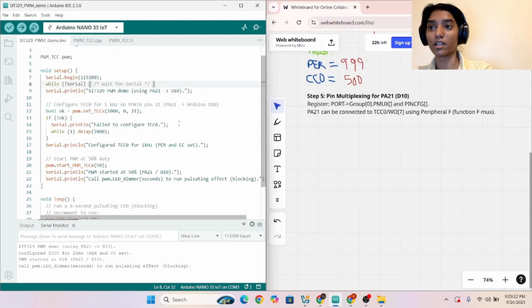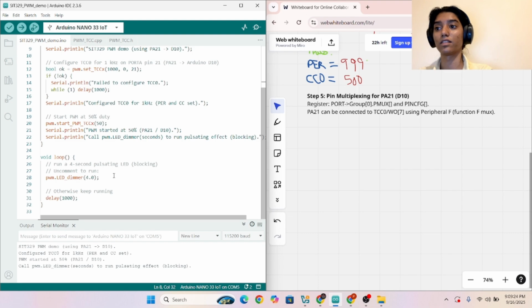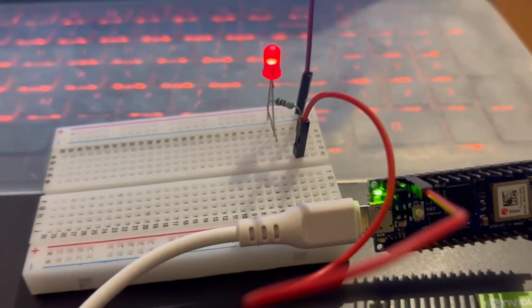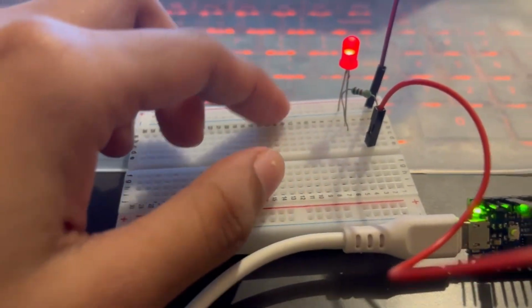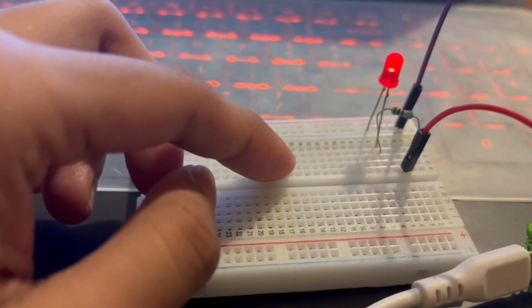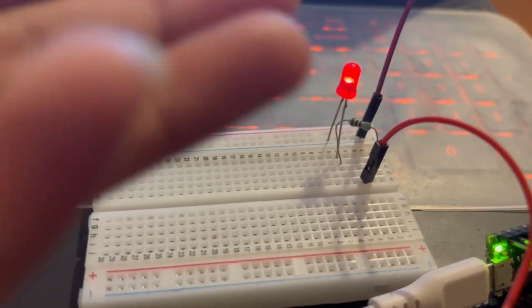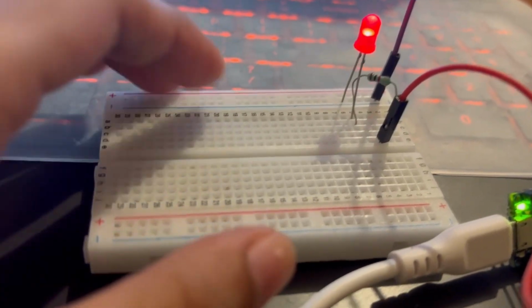Then, moving on to the sketch file, which has a function called PWM LED dimmer, which shows the LED having a glowing feature to it. Let's look into the circuit now. I hope this is actually connected to PA21, the anode, and the cathode is connected to the negative. As you can observe, it dims and it glows. All this happens because of the PWM.